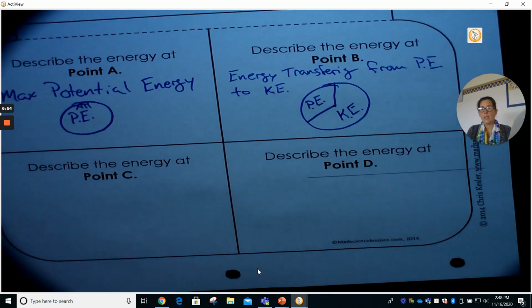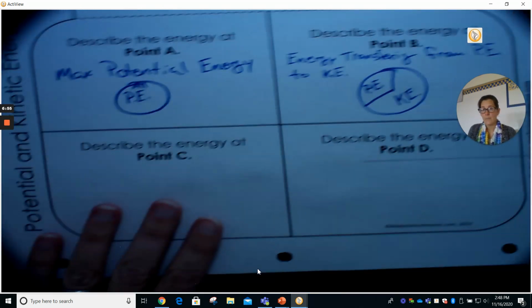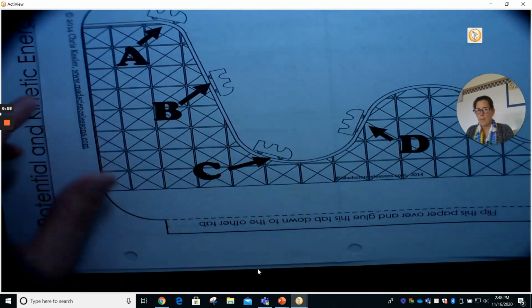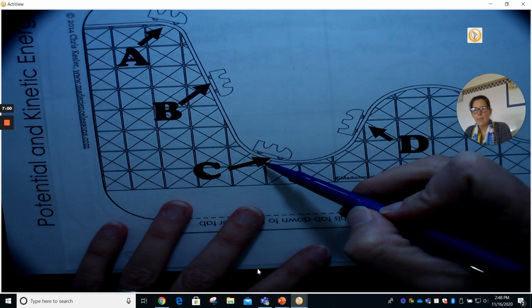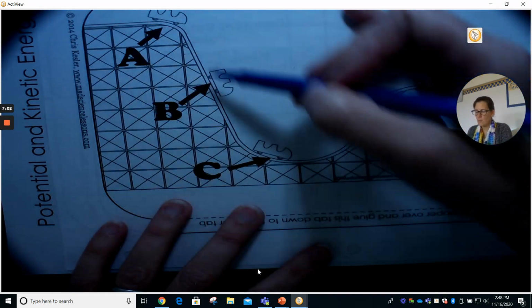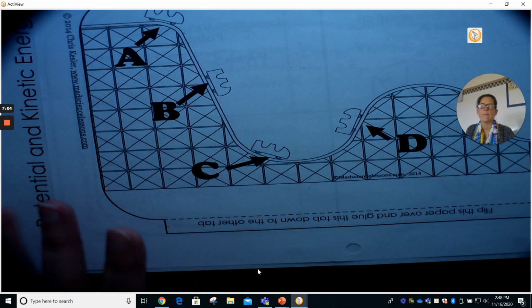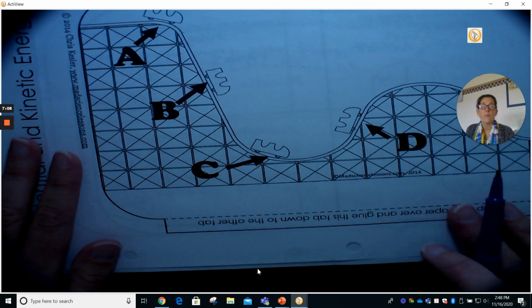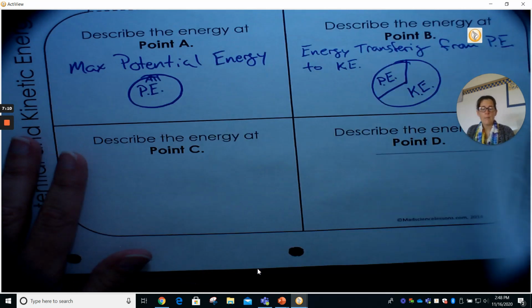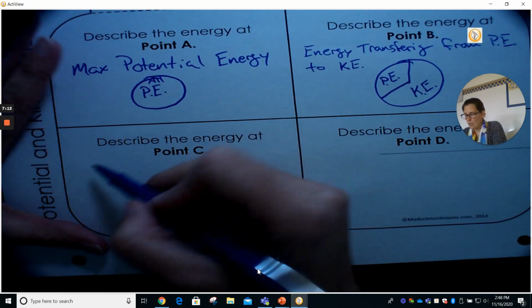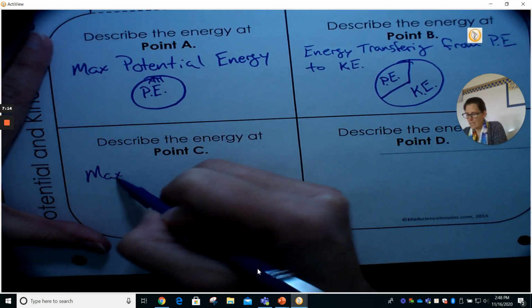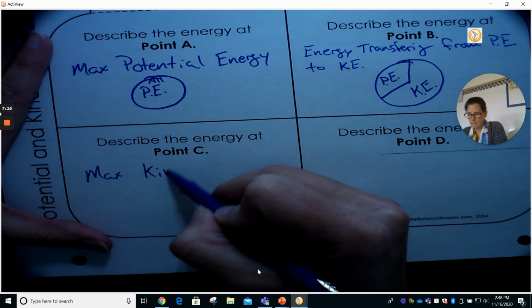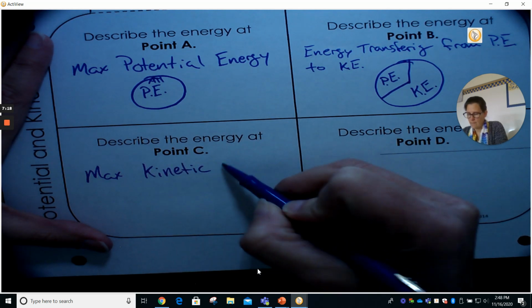Okay, so let's look at point C on our roller coaster. Point C is all the way down here at the bottom of that first big hill. So that roller coaster is going to be going as fast as it's going to be going on this roller coaster right there. So that is maximum kinetic energy. So I'm going to put max kinetic energy.